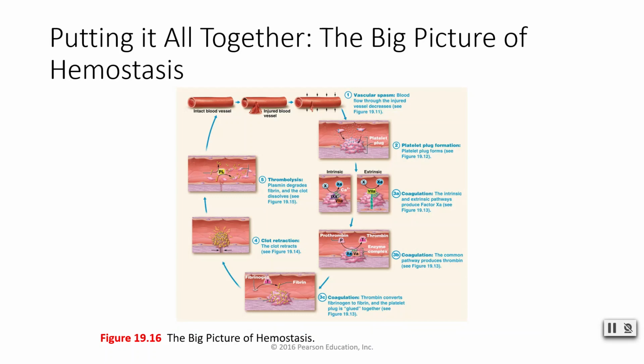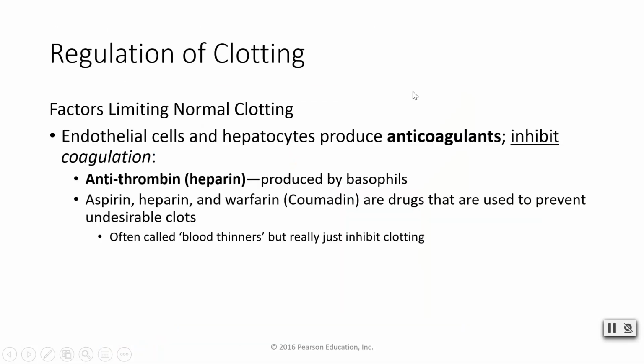Okay, so we got our big picture. We did our vascular spasm. We did vasoconstriction. We reduced blood loss. We did our platelet plug. We did coagulation, and we did the quick and dirty of coagulation. We just made our fibrin mesh. Then we have to remove our clot and pull our two sides of our wound together, and we'll do tissue repair there, and then we'll get rid of our clot. Okay.